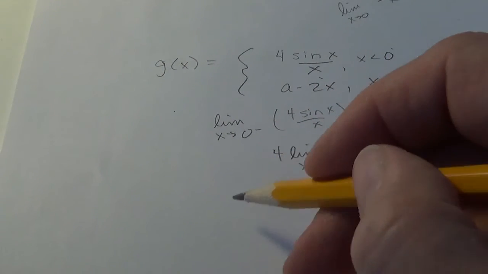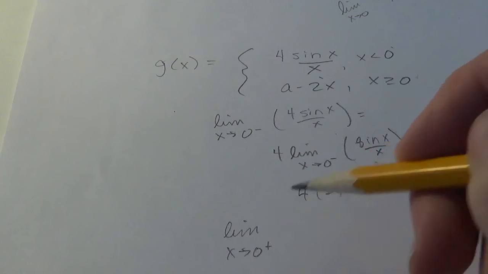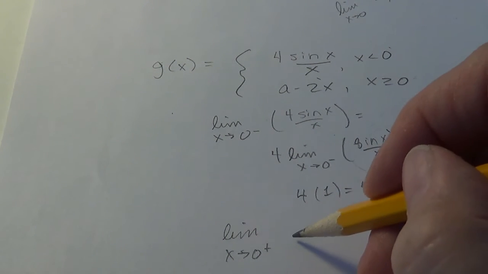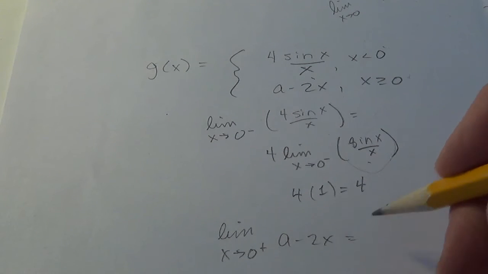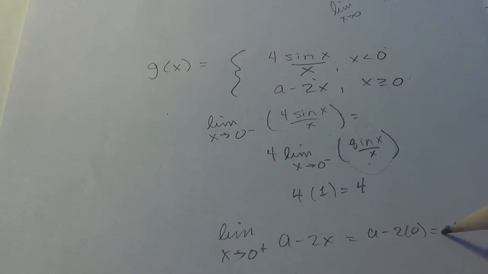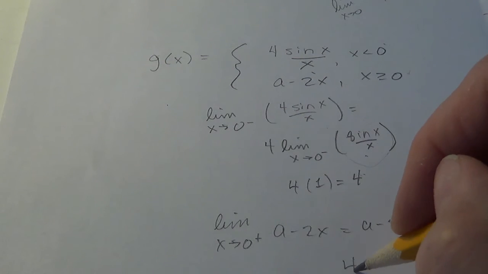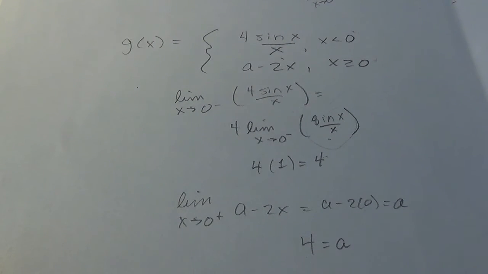Now let's take the limit from the other side as x approaches 0 from the right, and that's a minus 2x. So we plug in 0, we get a minus 2 times 0, or a. So the only way these two can be equal is if 4 equals a. So in this case the answer was 4.